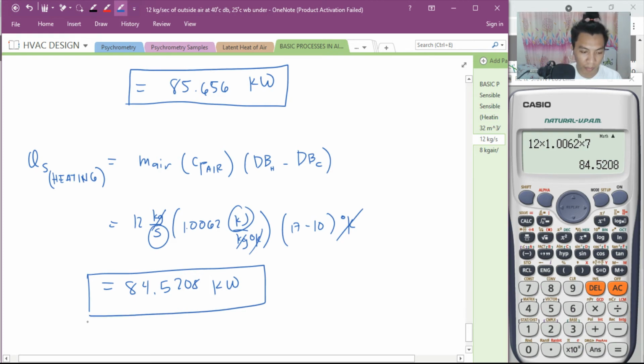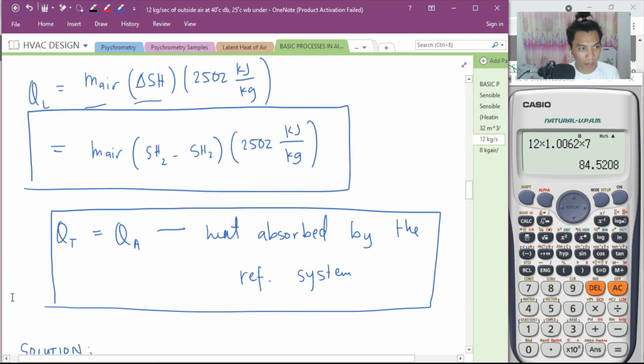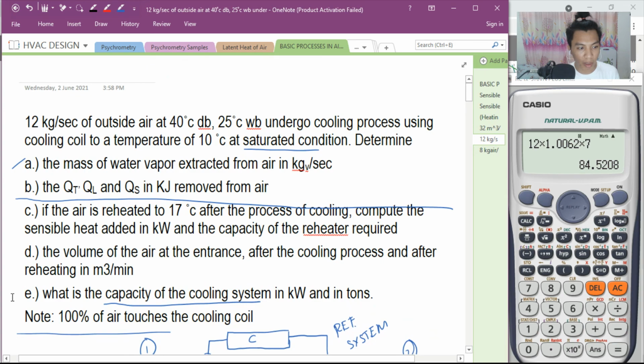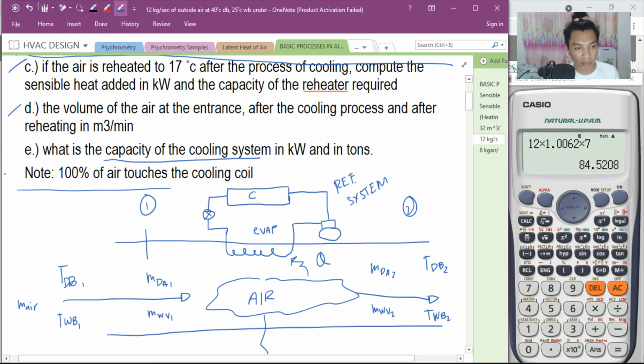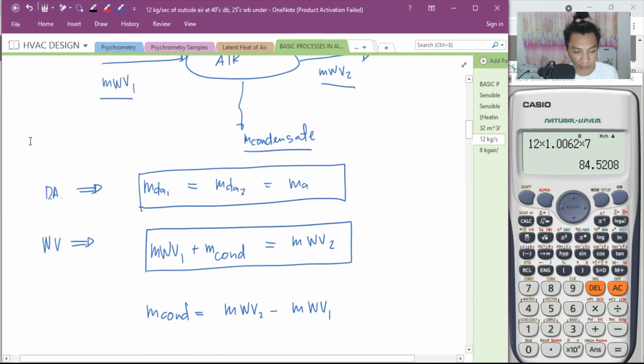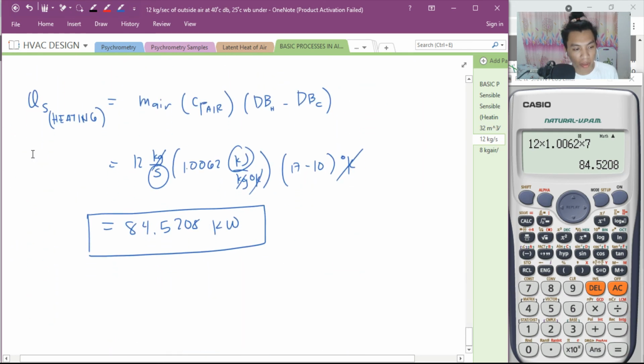Okay, hanap na natin. Anong hinahanap? Yung final volumes ni air. Sa letter, haba nito, no? Letter C, hanap natin. Letter D, the final volumes of air. Tapos ito, nakuha na natin. What is the capacity of the cooling system in kilowatts and tons? So, letter D na lang. Letter D. Volume ni air at 1 is M ni air times specific volume at 1.